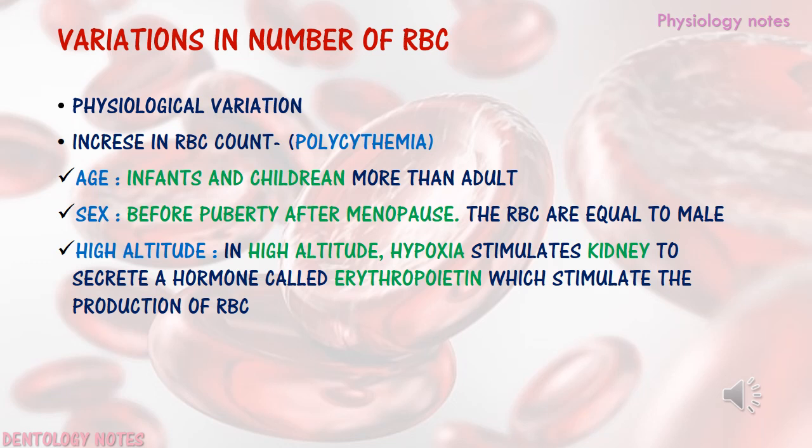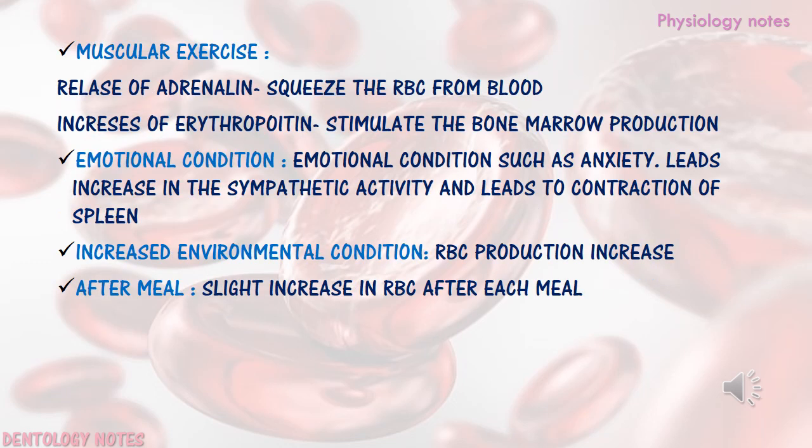High altitude. In high altitude, hypoxia stimulates the kidney to secrete a hormone called erythropoietin which stimulates the production of RBC. Muscular exercise. Release of adrenaline squeezes the RBC from the spleen into blood. Increase of erythropoietin stimulates bone marrow production.